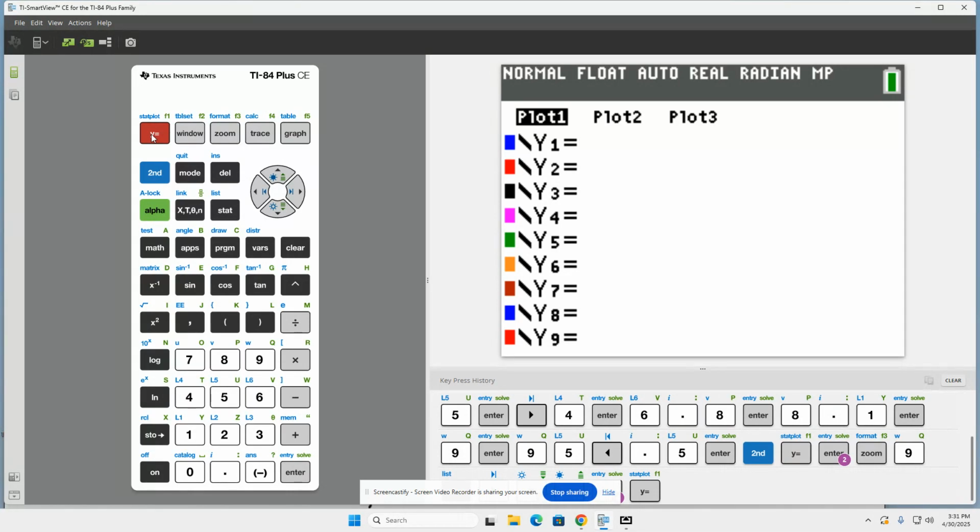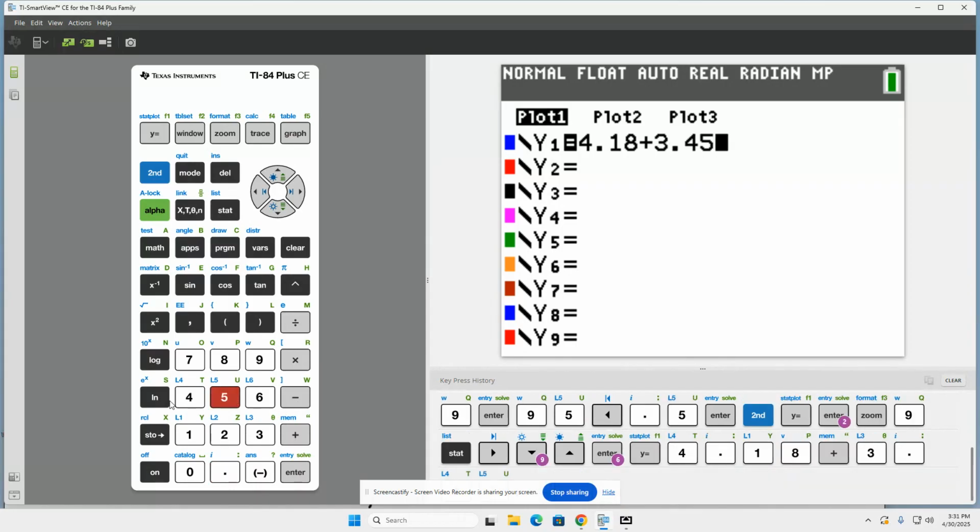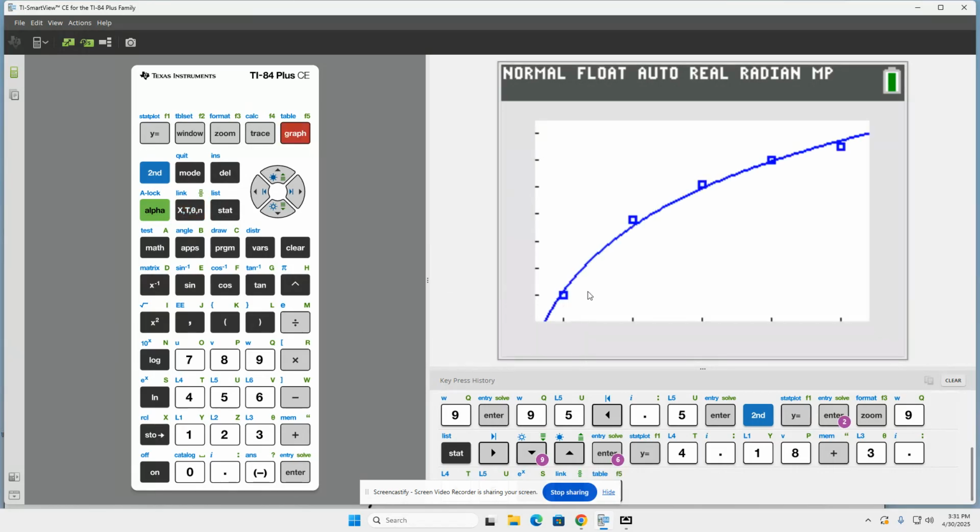Now, I like to go back to y equals and plot this. So I'm going to go 4.18 plus 3.45 ln of x. I'm going to graph both together, and sure enough, that looks like a pretty good logarithm. It's hitting every point, actually. So I can feel pretty confident about any prediction that we're going to make.